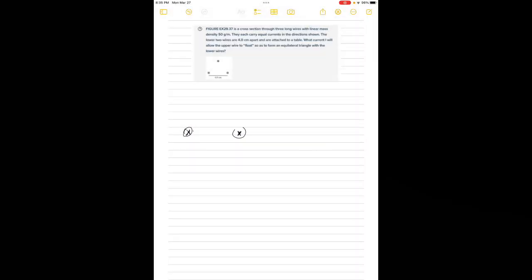Yes, in this example, we have a problem of an equilateral triangle. That means the three wires form a triangle, and the distance between them is the same. That means they are 4 centimeters apart. The X on this paper shows that the current is going into the page, and the dot on top means it's out of the page. So the current is going to be out of the page.